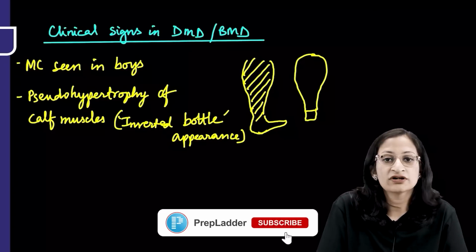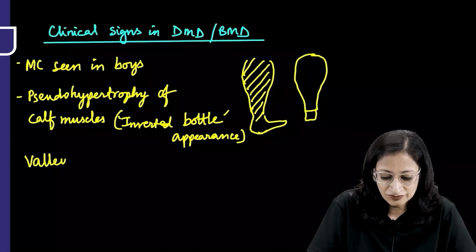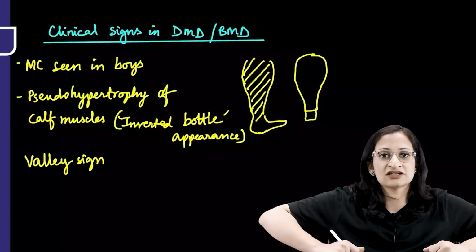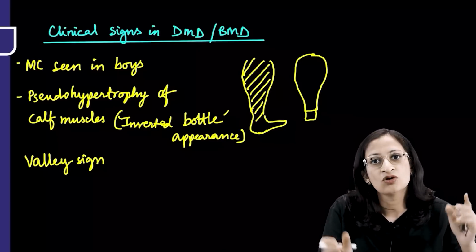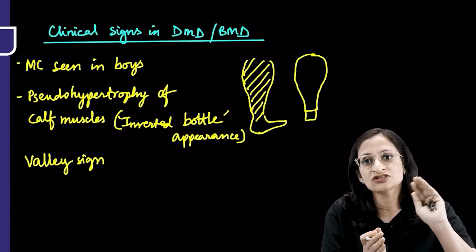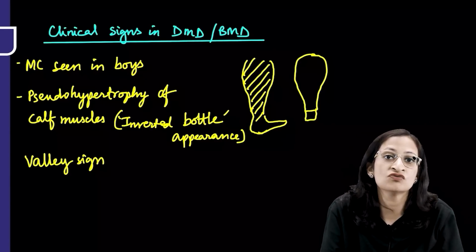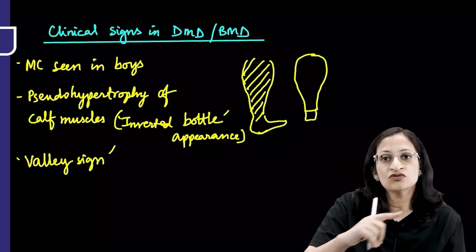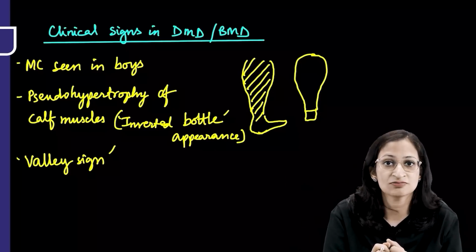Right? What else? Now in these children, one more sign can be seen, that is called valley sign. We will see it again in the image based section, but if you ask these children to put their hands like this and look from behind, you will see a valley or a depression in the infra-axillary fold region. In this depression, there is the pseudo-hypertrophic deltoid and the infraspinatus muscles, and in between them you can find a groove-like area. So that is called valley sign. Valley sign is a groove-like depressed area in between the pseudo-hypertrophic deltoid and the infraspinatus muscles.